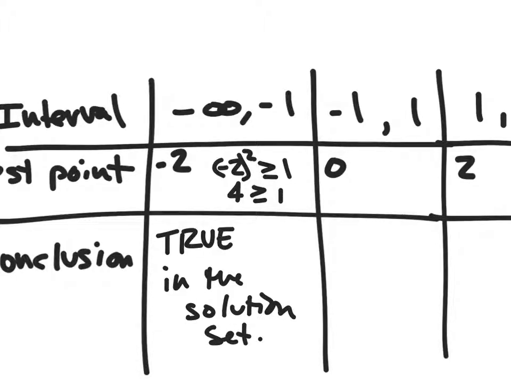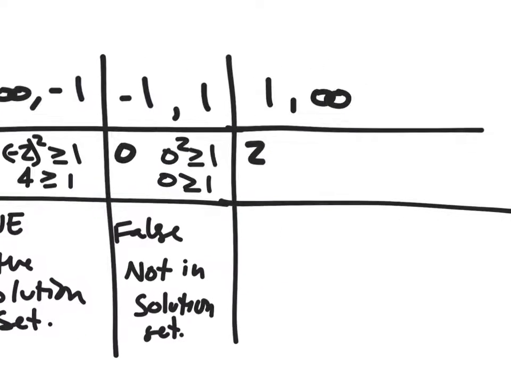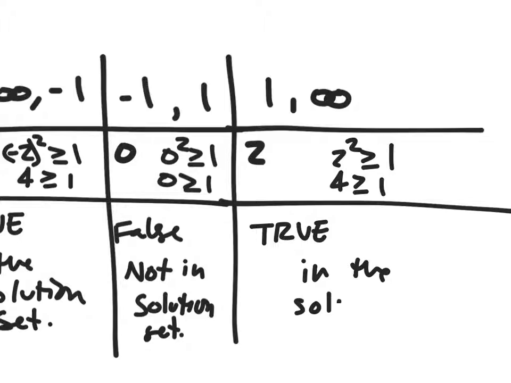set. Okay? If I try 0 and plug that into my equation, I get 0 squared is greater than or equal to 1. So 0 is greater than or equal to 1. This is false. Okay, so it's not in the solution set. And then for 2, that's in the interval from 1 to infinity. So I'm going to test that. I get 2 squared is greater than or equal to 1. 2 squared is 4, so 4 is greater than or equal to 1. This is true. Okay, so this is in the solution set.